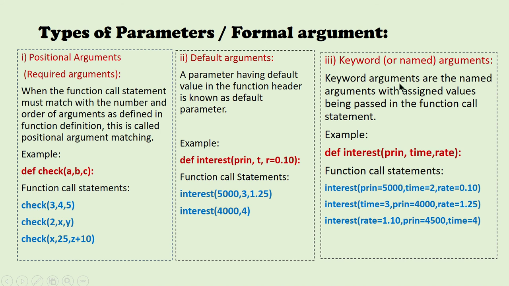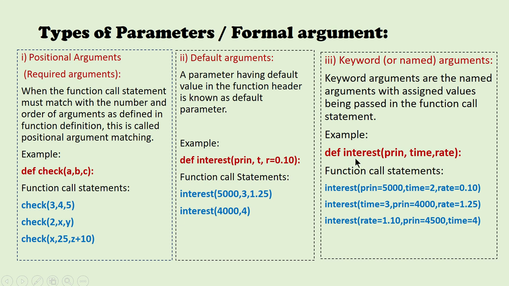Keyword arguments are the named arguments with assigned values being passed in the function call statement. That is, in a keyword argument, while writing the function call statement, I will be specifying the name of the parameter. Let us understand this with the help of an example. Look at this particular example here: def interest of PRIN, time, and then rate. These are all the parameters that I have used in the function interest.